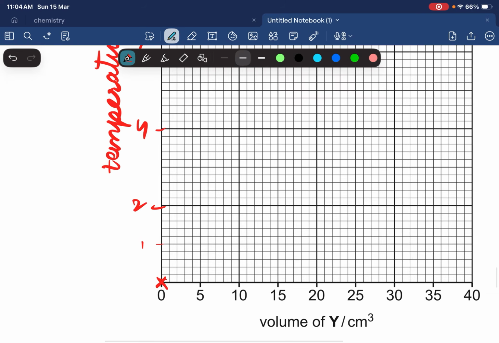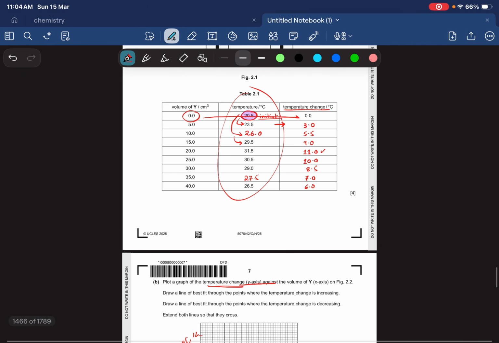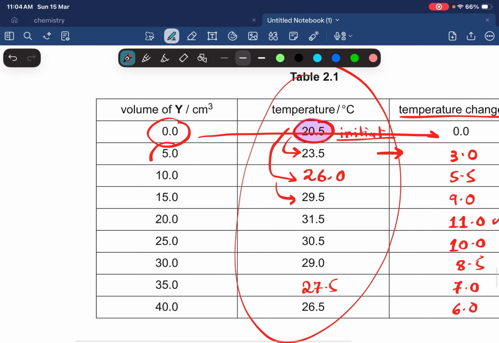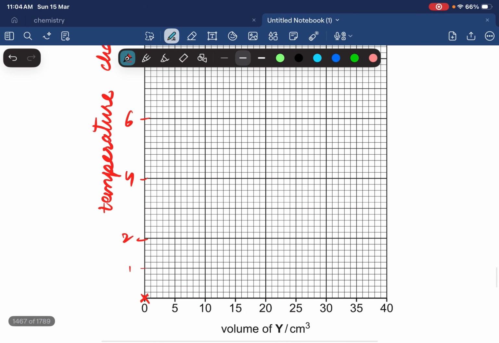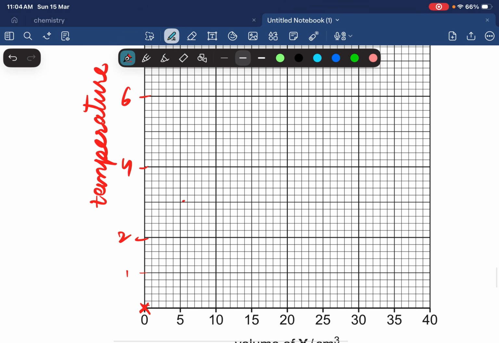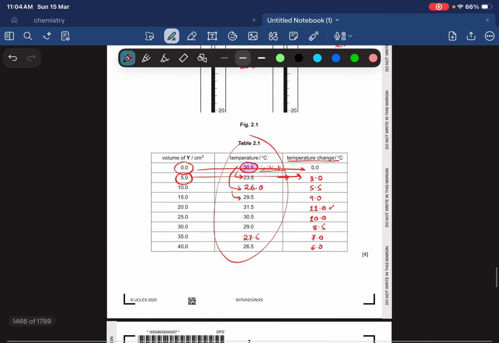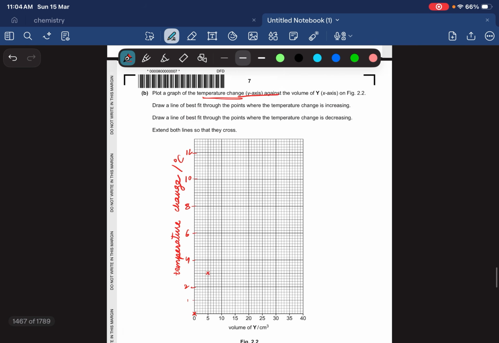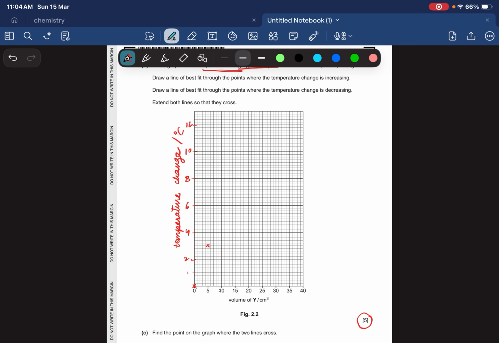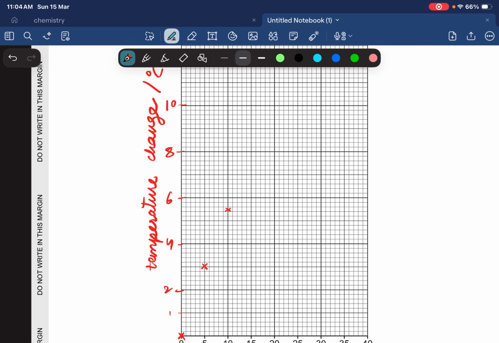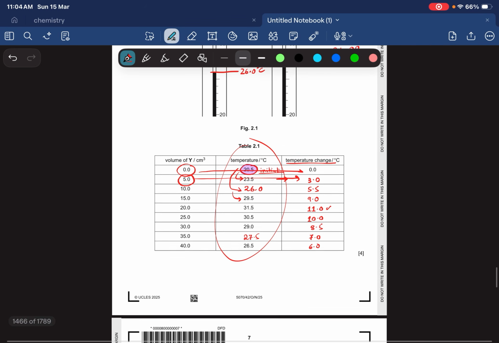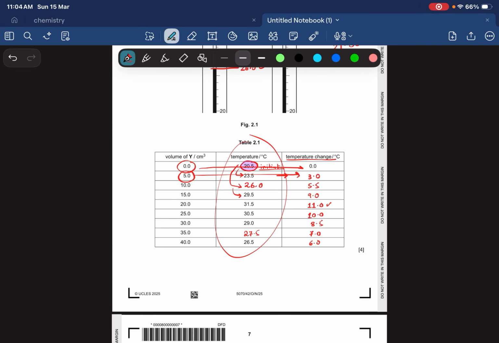So the first point is on 0, 0. The second point is on 5, 3. Okay. So 5 is the volume that's added and 3 is the temperature increase. The third point is on 10, 5.5. Don't try to be casual with it, thinking that no matter if I plot a point above or below, the examiner is like a fool and is not going to notice.